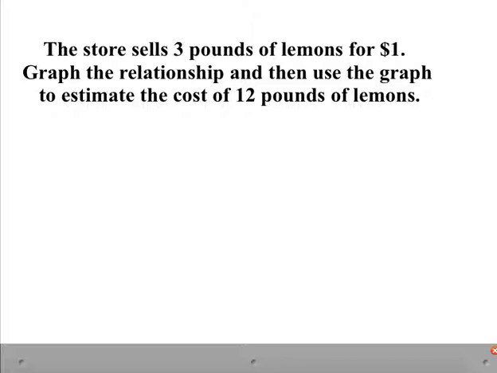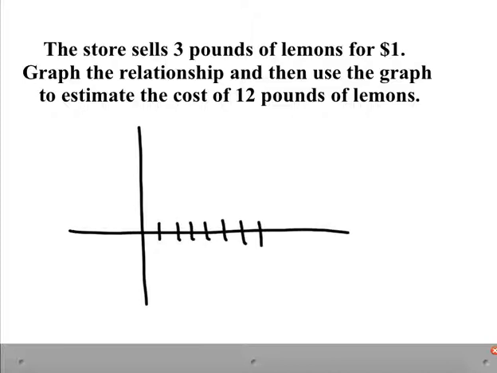Okay. A store sells 3 pounds of lemons for $1. Graph the relationship and then use the graph to estimate the cost of 12 pounds of lemons. Well, when we do this, we see that, okay, we have our points here. And I'm going to say, all right, 3 pounds of lemons is $1. Well, I also know that 0 pounds is $0. 6 pounds is $2. 9, let's see, 3, 4, 5, it should be right here. Okay, we could keep going, but we see that for every 3 pounds, it's $1.